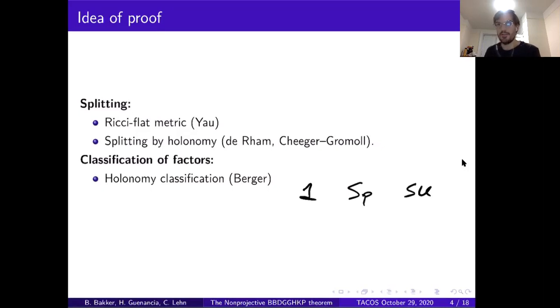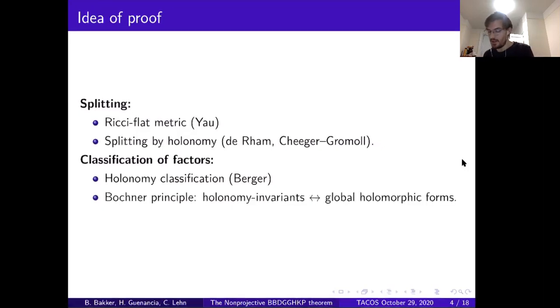And second, we have to relate these three holonomy groups to the holomorphic geometry. And this is via the Bochner principle, which basically says that any holonomy invariant is the same as giving a global holomorphic form.